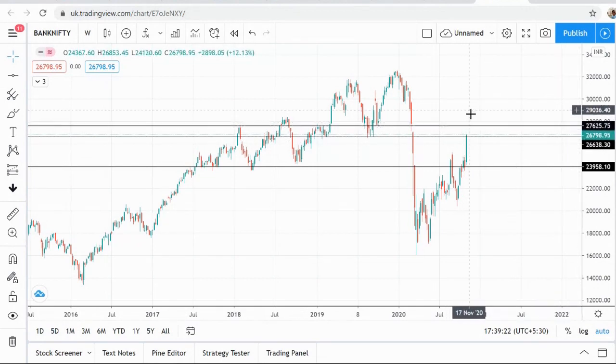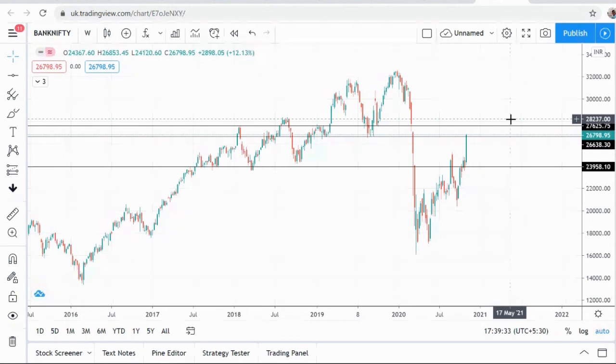So once Bank Nifty crosses 27,625, 630 levels, then there can be a very swift up move. But till then, it is possible that Bank Nifty can get rejected from here. So we need to observe that.